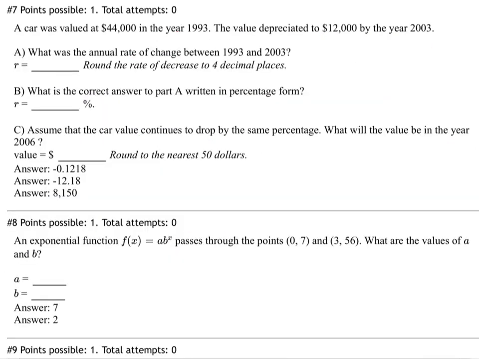Number 7, very, very similar kind of question. A car was valued at $44,000 in the year 1993. The value depreciated to $12,000 by the year 2003. Okay, so let's use the normal formula we've been using, where P is A times 1 plus R to the T. So the car was valued $44,000 in the year 1993. We're going to have to make that the starting point.